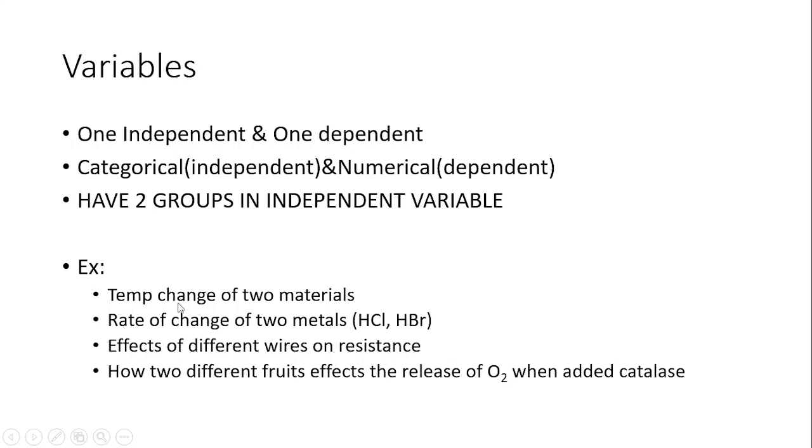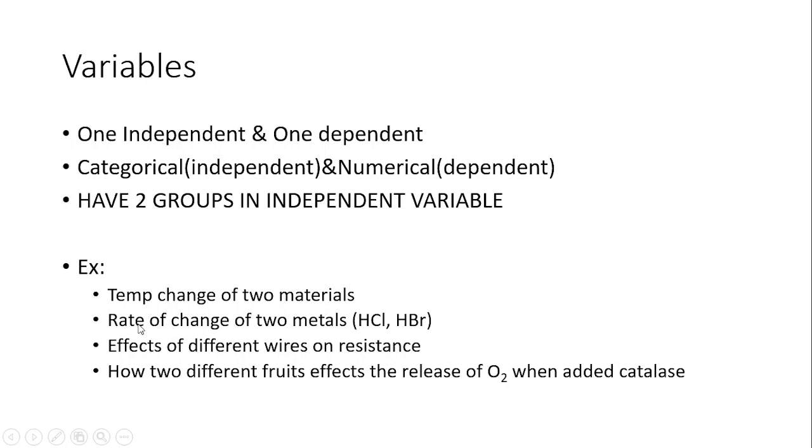The temperature change of two materials. You have two materials. This is nominal, so categorical data, and this influences this one. So this is the independent categorical variable, and temperature change is generally continuous, so numerical data. Then this is the dependent numerical data. And you have two groups in the independent variable, two materials in the temperature change. So this is an appropriate time to apply the t-test.